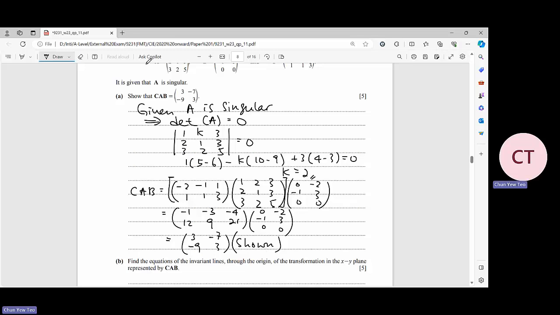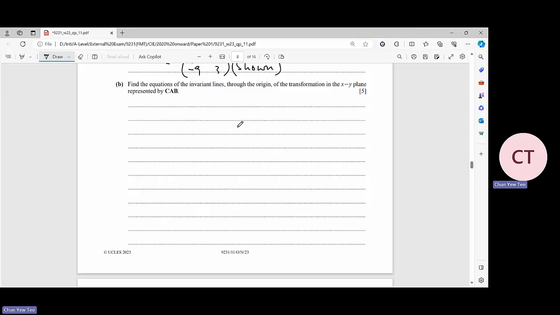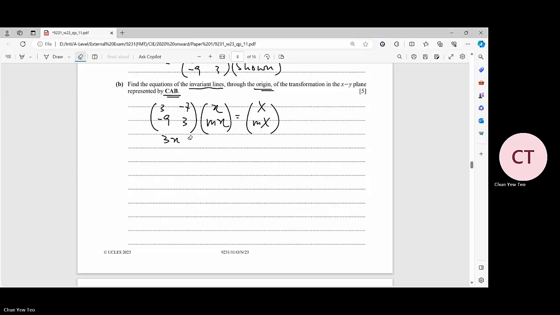Okay. Then part B, they are asking you to find the invariant lines that go through the origin that transform the XY plane represented by the CAB. So this one is actually quite routine. Just do like this. This must be the matrix CAB. CAB, just now the matrix is 3, negative 9, negative 7, and 3. So letting it be X, MX. This one will be uppercase X, M uppercase X. Just like that. Then expand, you get 3X plus negative 7MX.